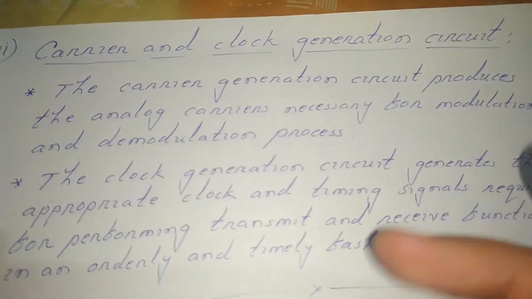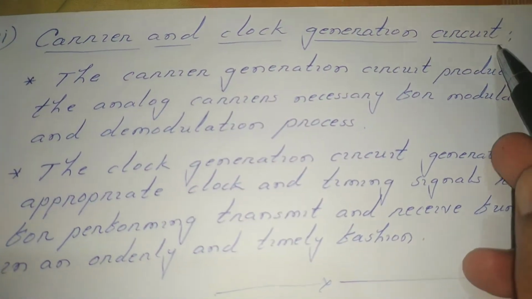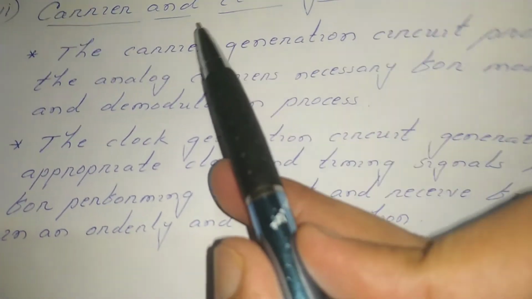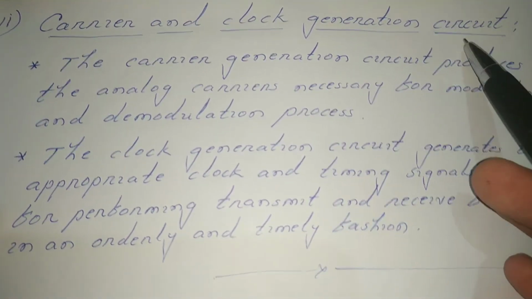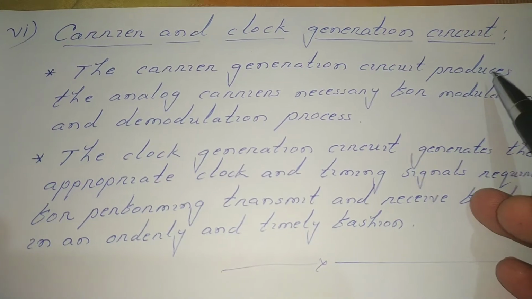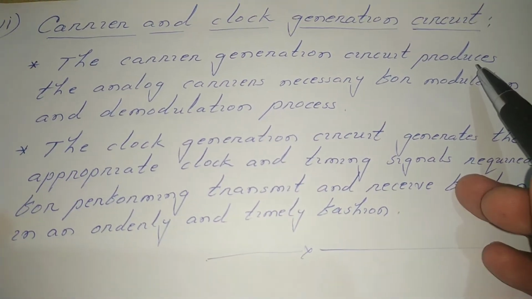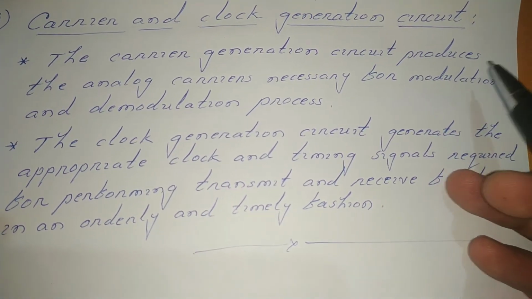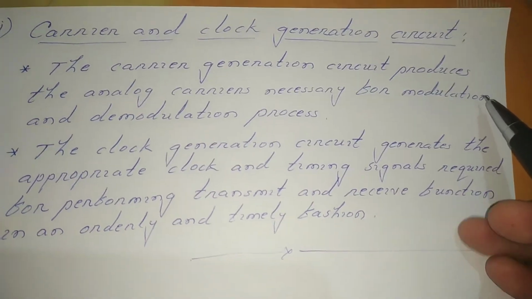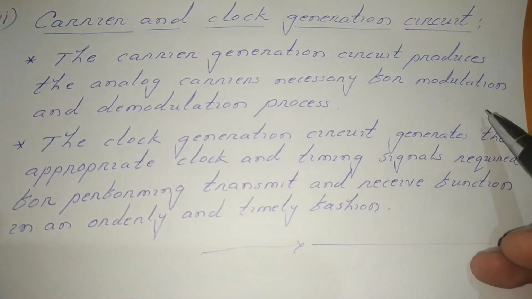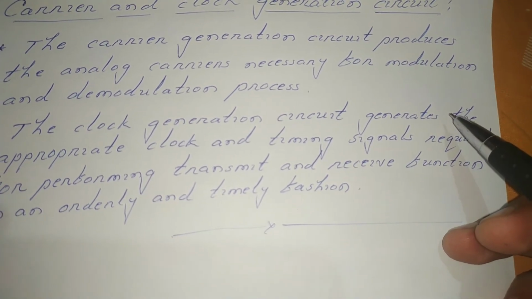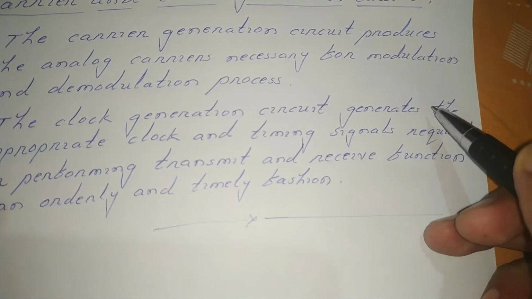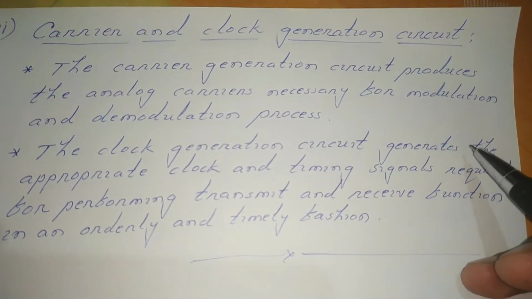And the last block is the carrier and clock generation circuit. See here the name is carrier generation circuit. That means it is generating some carrier signal. What is the necessity of the carrier signal? From the modulation chapter you know that the actual signal is not sent over the transmission medium. We need the help of a carrier signal. As per the information content in our modulating signal, we change some of the characteristics of the carrier signal. That thing you know.